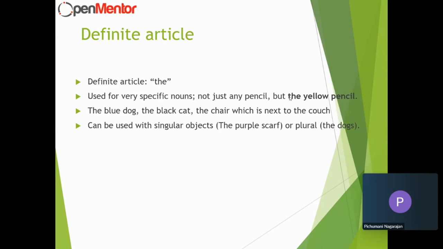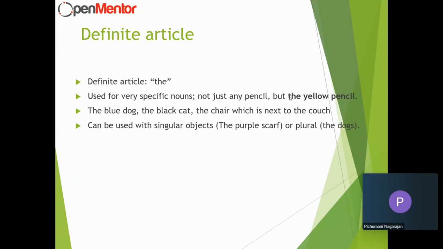So whenever you are using the, it is a definite article where you are talking about a very particular object, right? The advantage of using the is that it can be used with both singular nouns and plural nouns, whereas a and an cannot be used with plural nouns. The blue dog, we can also say the dogs.